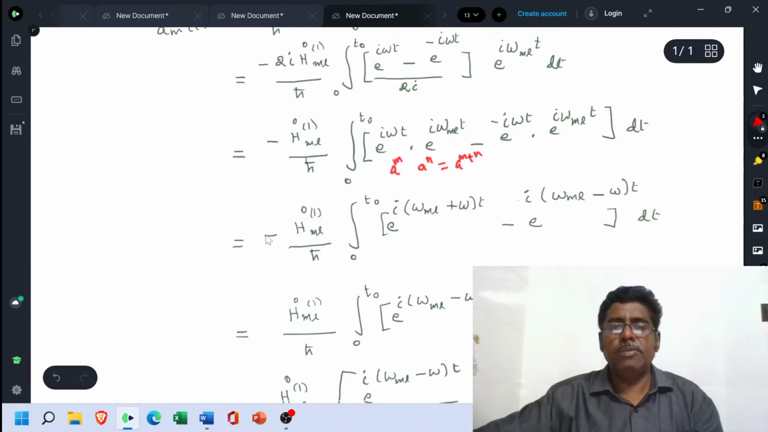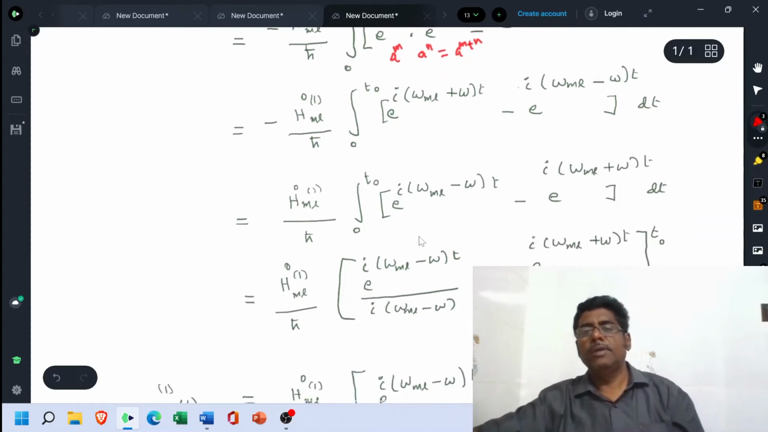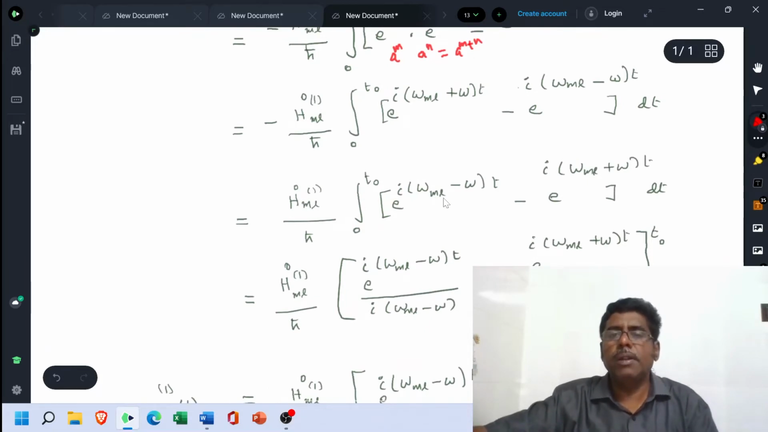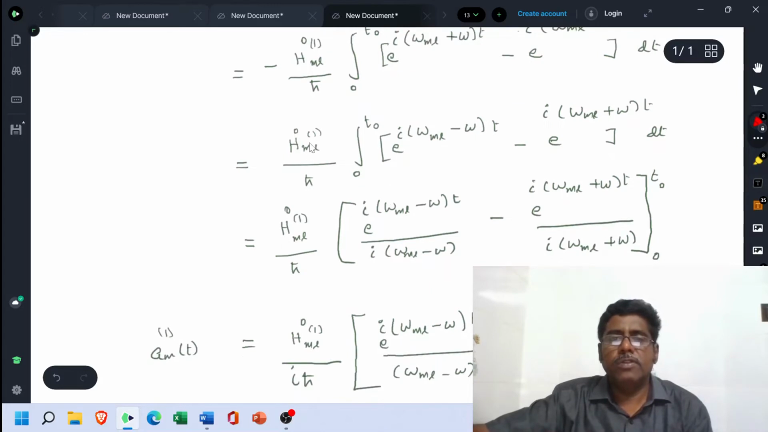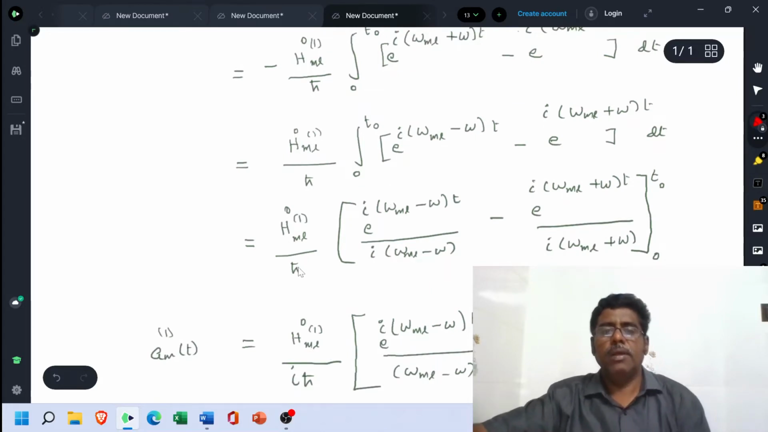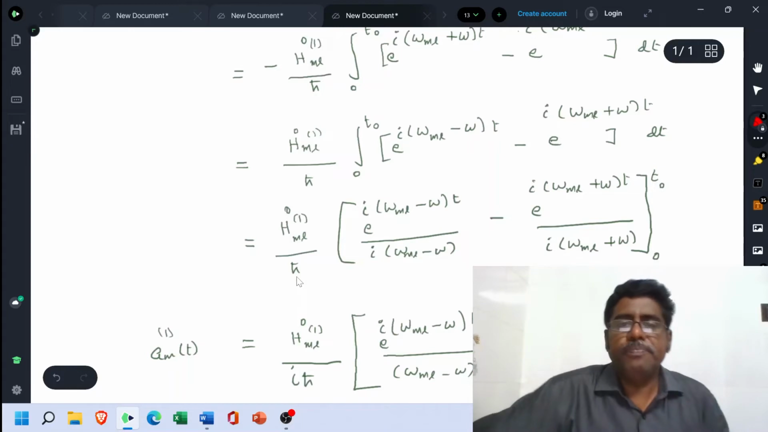Here a negative sign is present. To change this into positive, rearrange the terms. This term is written as the first term. This term is shifted to the second position with a negative sign. So e power i into omega ml minus omega into t, minus e power i into omega ml plus omega into t. Then H0 1 ml by h cross.